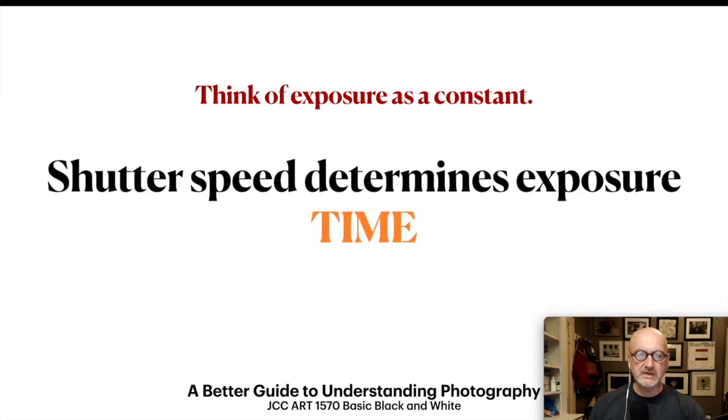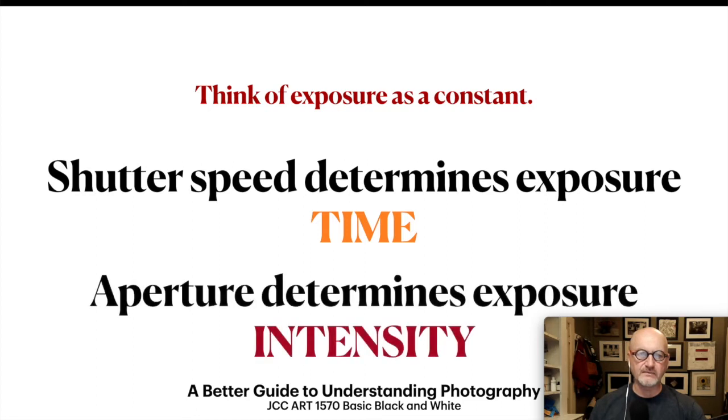Our shutter speed determines how long the film is exposed for. 1 second, 1/2 a second, 1/1000th of a second. Shutter speed determines the length of time that exposure occurs. The aperture determines the intensity of the exposure. Remember, the aperture is that opening in the lens. It can be very small, very large.